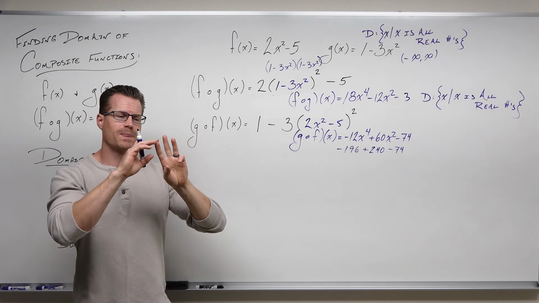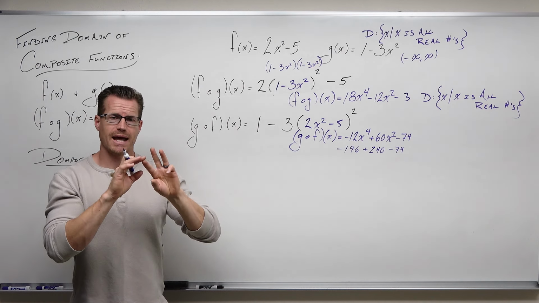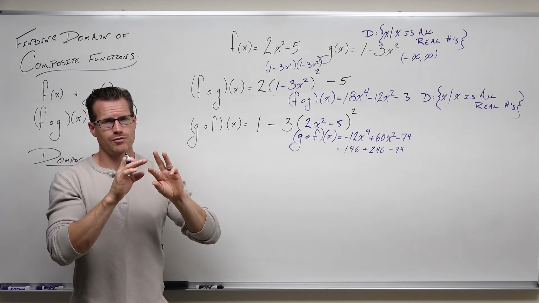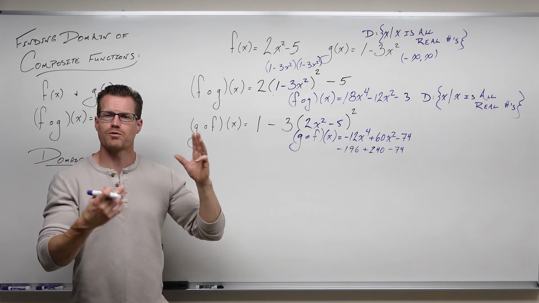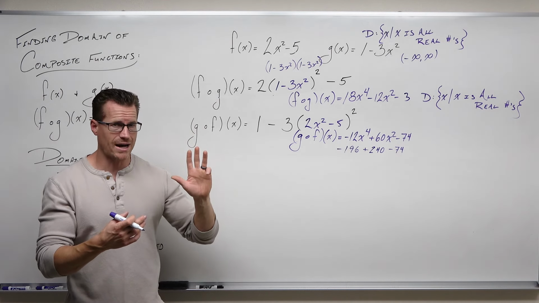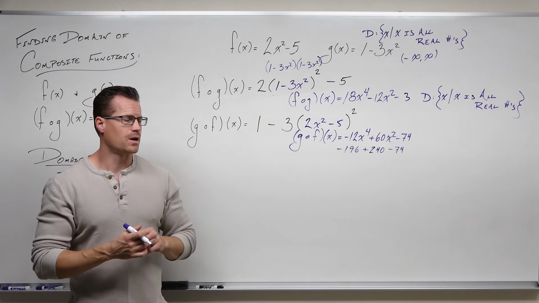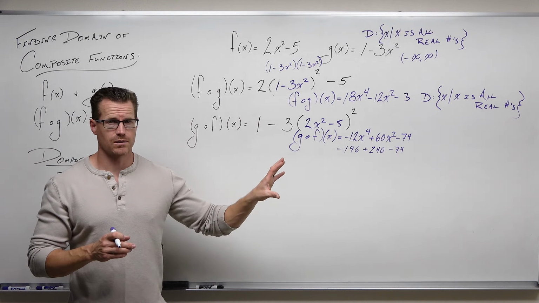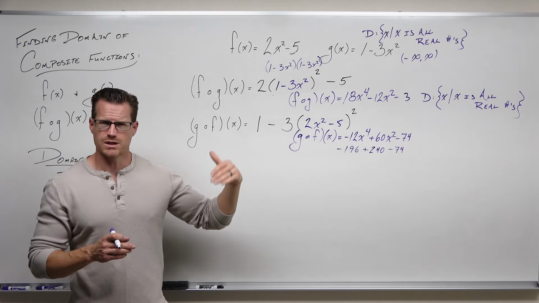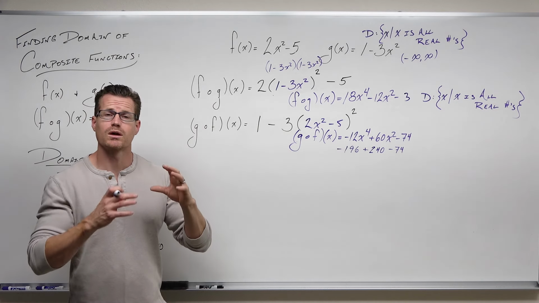So you're looking for any sort of radicals that have even powers, even fractional powers. So like 1/2 powers, 1/4 powers, or square roots, 4th roots, 6th roots. You're looking for radicals. You're also looking for fractions that have denominators that could possibly equal 0. So any sort of denominator with a variable, you check that. We're looking for those two things.